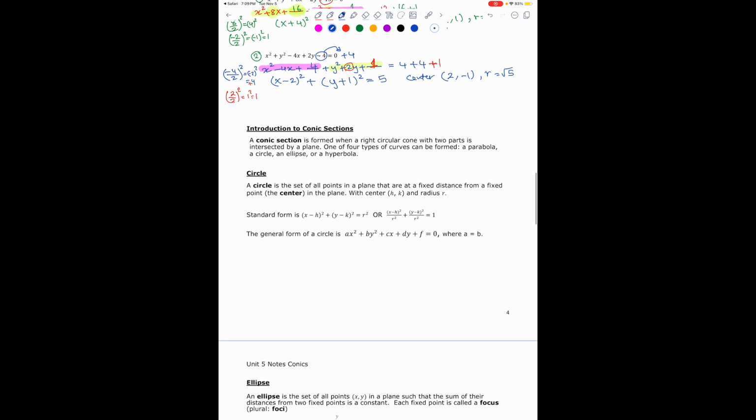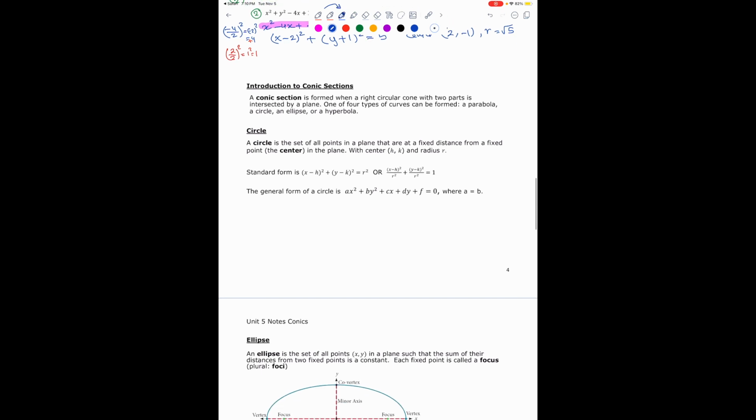The circle, we studied the circle, and we know that the circle is the set of all points in a plane that are all a fixed distance from a fixed point called the center in the plane, with the center h and k and a radius r. The standard form is x minus h all squared plus y minus k all squared equals r squared, or we can divide everything by r squared and rewrite it as x minus h all squared divided by r squared plus y minus k all squared divided by r squared equals 1. And that is how we usually write the conic sections, with this number right here equal to 1.